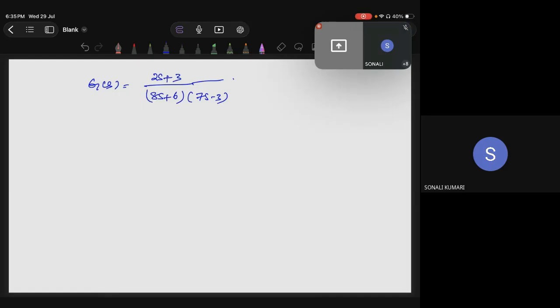Yes, sir. So everywhere it is simple. If you substitute j omega in place of s, you will get j omega 2 plus 3, j omega 8 plus 6, and j omega 7 minus 3. Clear?